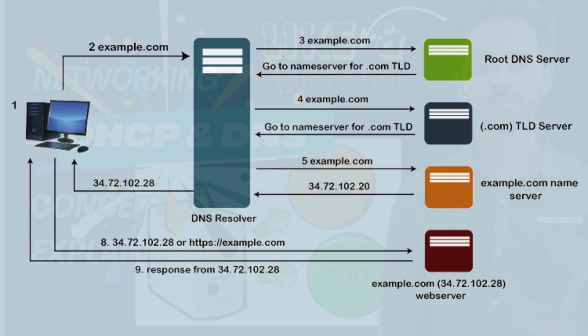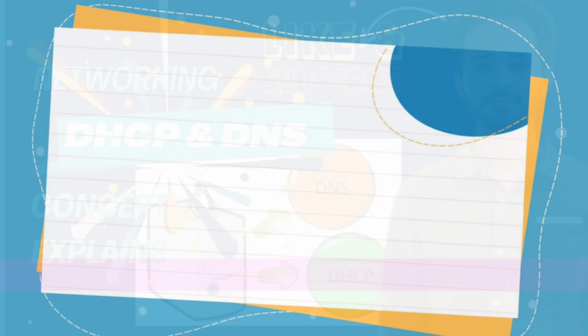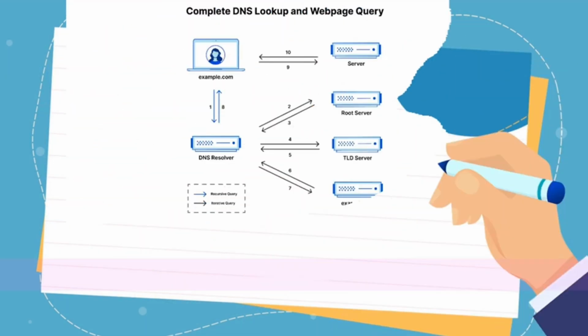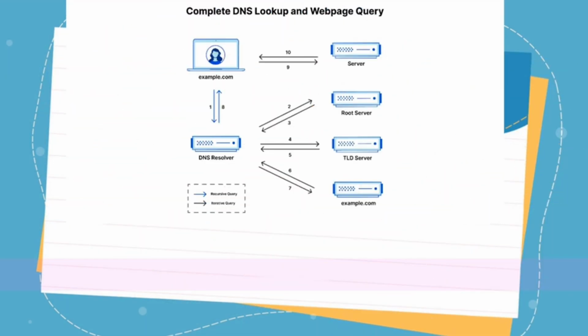Once the eight steps of the DNS lookup have returned the IP address for example.com, the browser is able to make the request for the web page. The browser makes an HTTP request to the IP address. The server at that IP returns the web page to be rendered in the browser, like the picture.